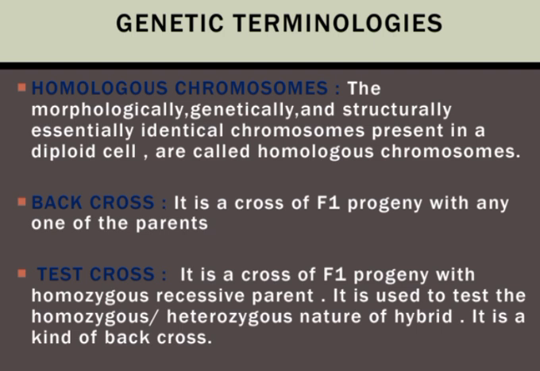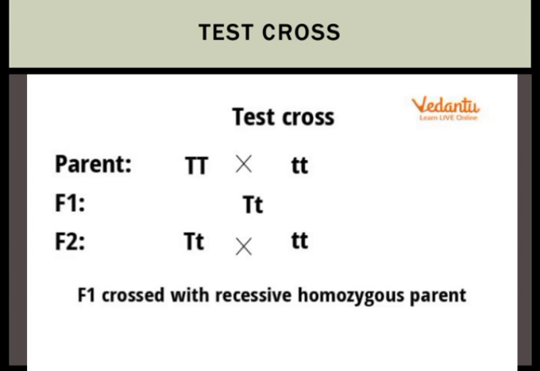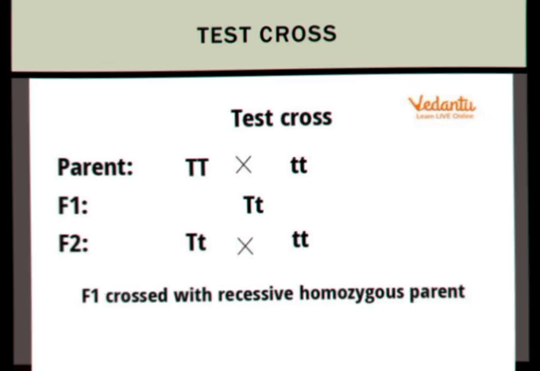It is used to test the homozygous or heterozygous nature of a hybrid. So test cross is basically done to check if the parental generation is homozygous or heterozygous. It is a kind of back cross. Now let's look into this example. So the parents are homozygous parents, capital T dominant parent and small t recessive parent. The F1 generation is capital T small t, and in the test cross, the capital T small t F1 progeny has to be crossed with the recessive parent, that is small t small t.